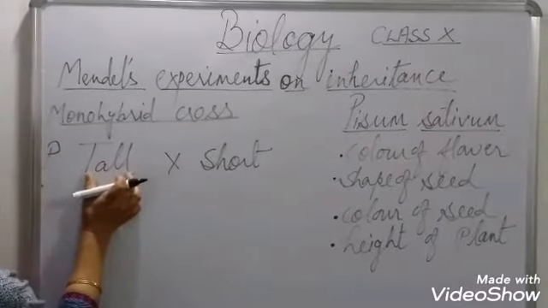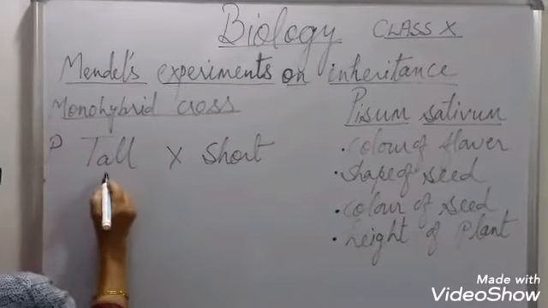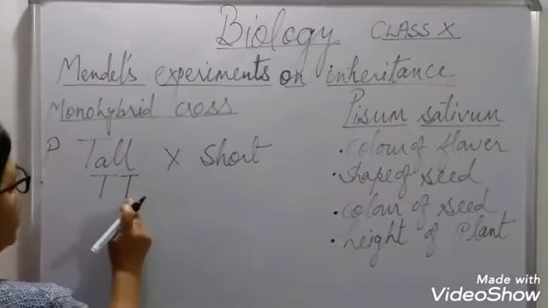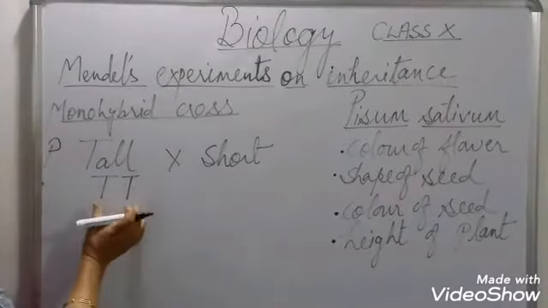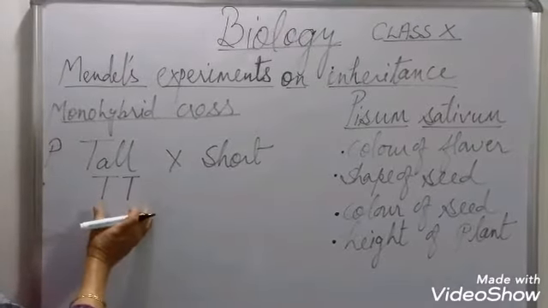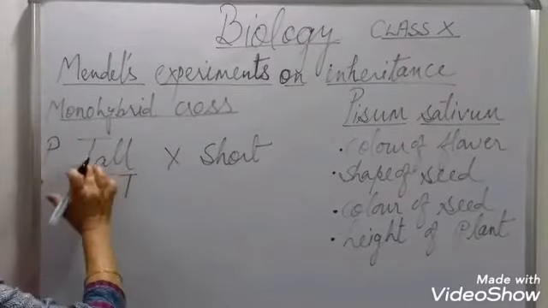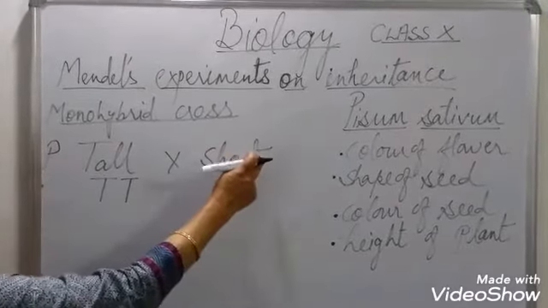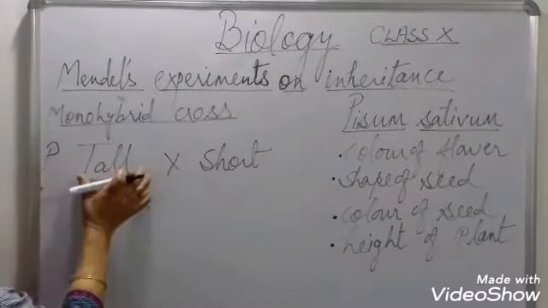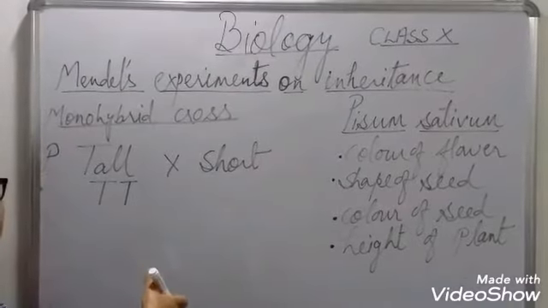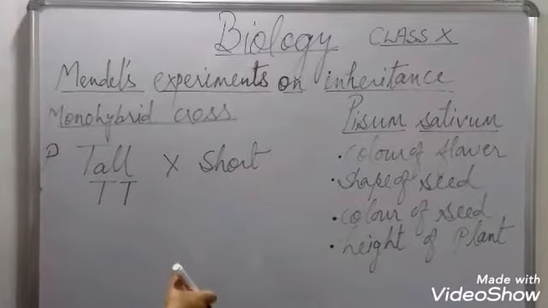Each trait is controlled by 2 factors. So for tall, he used capital T and capital T. Remember, the trait which is dominant. Now see what is dominant. You will see the result in first generation that out of these tall and short trait, only 1 trait will be visible in first generation, in F1 generation.